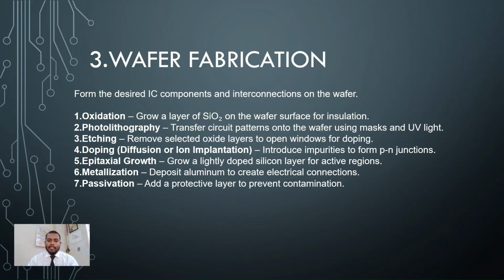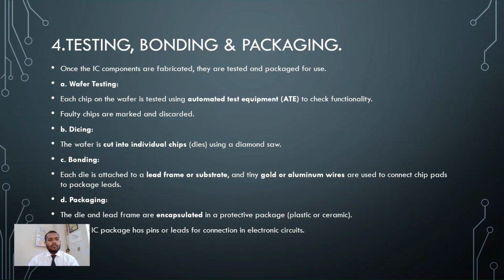Fourth is testing, bonding, and packaging. Once the IC components are fabricated, they are tested and packaged for use. A. Wafer testing. Each chip on the wafer is tested using automated test equipment (ATE) to check functionality. All faulty chips are marked and discarded. B. Dicing. The wafer is cut into individual chips using a diamond saw.